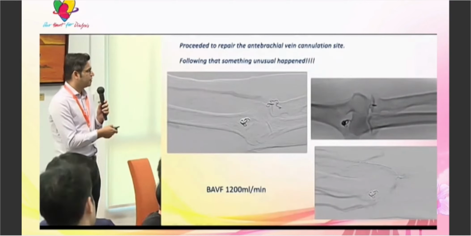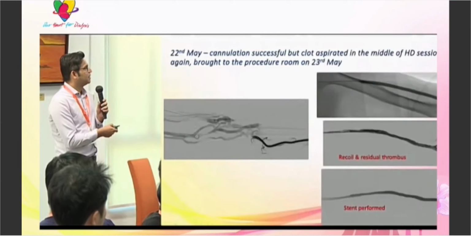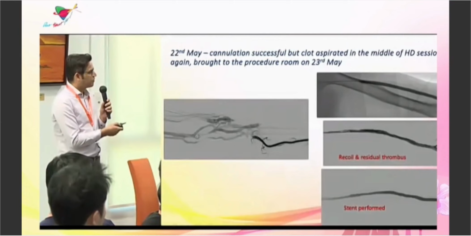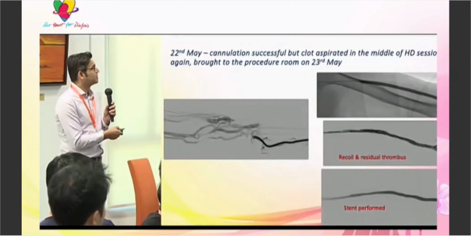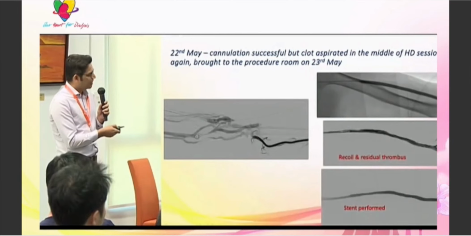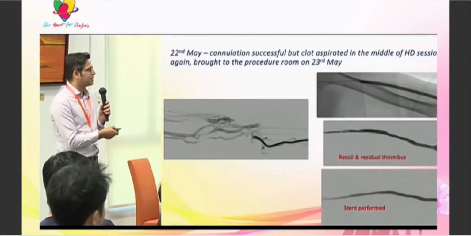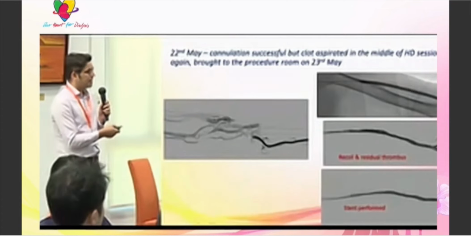Brachial artery flow was good, more than 1,000 ml per minute. So the story didn't end there. The fistula worked for 5 more days. And then there was again a lot of clots aspirated from it. Went to another round of angioplasty with a lot of recoil and residual thrombus. So this time the cephalic vein was stented using the Viabahn stent.